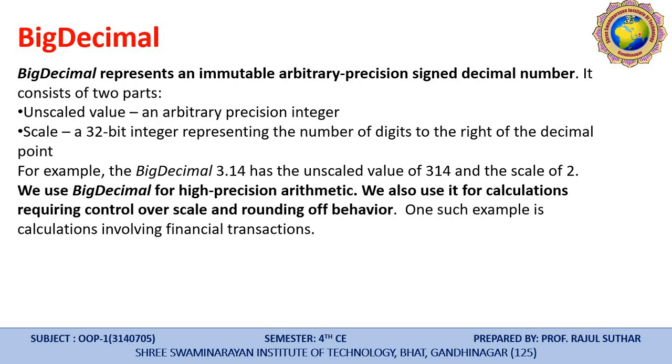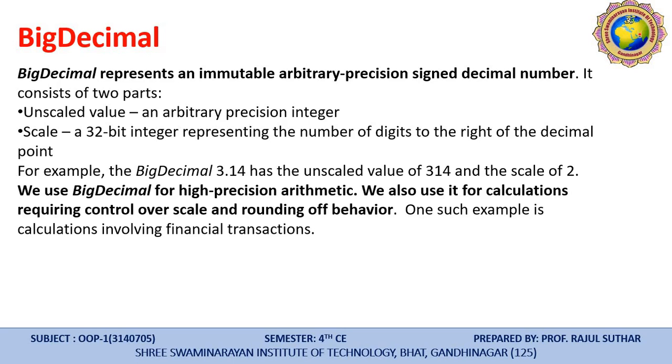In the same way, a big decimal represents the immutable arbitrary precision signed decimal number. It consists of two parts: the unscaled value, which means an arbitrary precision integer, as well as the scale value, which is a 32-bit integer representing the number of digits to the right of the decimal point. For example, if we declare a big decimal 3.14, it has an unscaled value 314 and scale value 2.